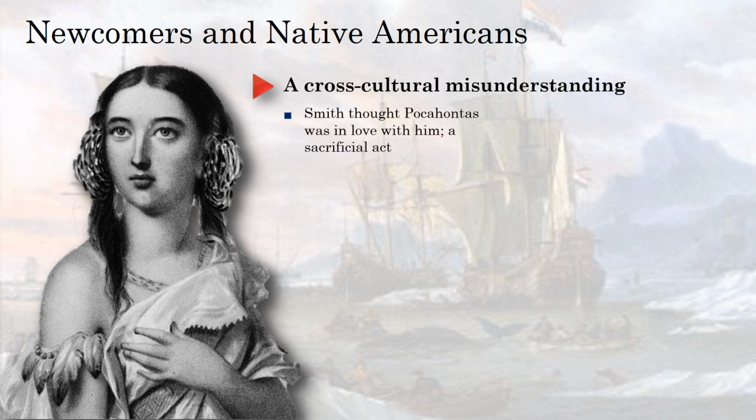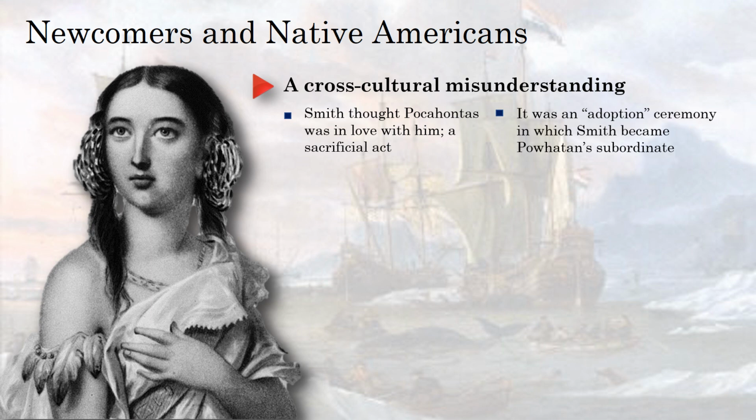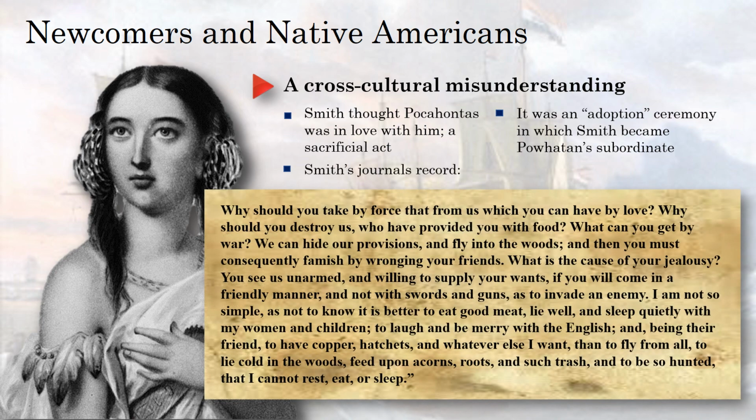And so Smith thought that Powhatan's 9-year-old daughter, whose name was Pocahontas, was in love with him, and that this was a sacrificial act, and that Powhatan recognized Smith's manly superiority in all of this, and decided that he needed to keep him alive out of fear or something like that. This wasn't the Powhatan or the Indian understanding at all. This was, in fact, an adoption ceremony in which Smith, whose life was spared, rose again to a new life as Powhatan's subordinate.